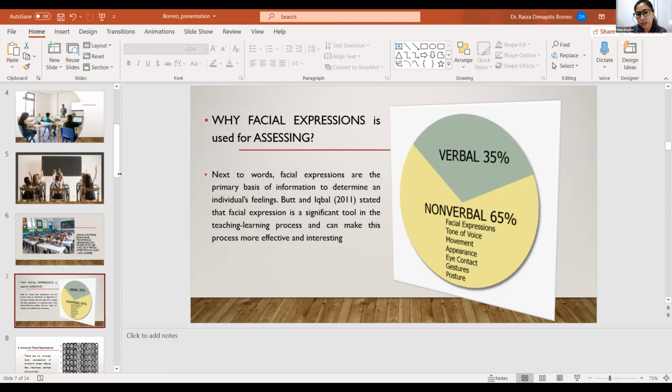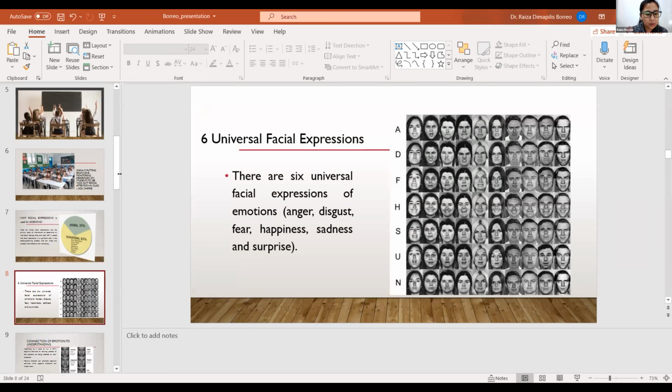So based on my research, and I'm oriented with artificial intelligence, why not integrate this AI that I've known for so many years into something that will help my craft, my profession, which is teaching. There are already several studies revealing that facial expressions can be a good tool to assess if the students really understand your lesson or not. Moving to facial expressions, there are 6 universal facial expressions of emotions, and these are anger, disgust, fear, happiness, sadness, and surprise.